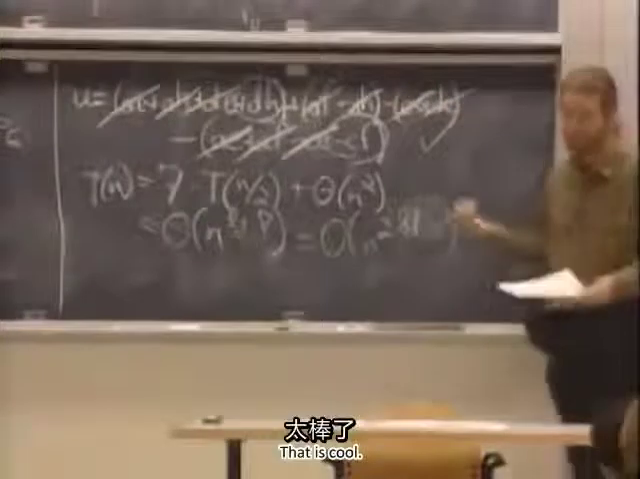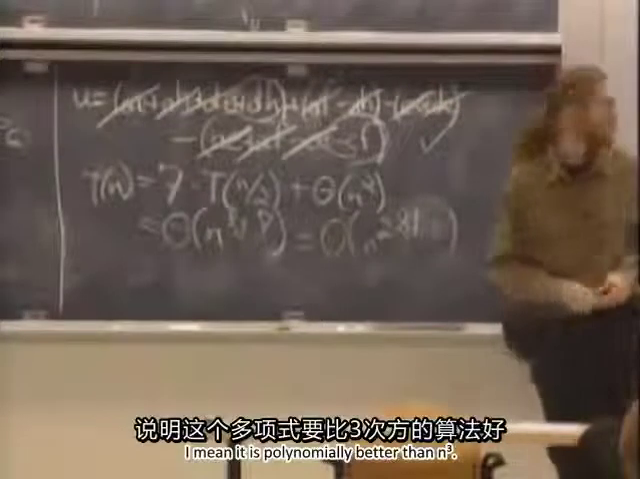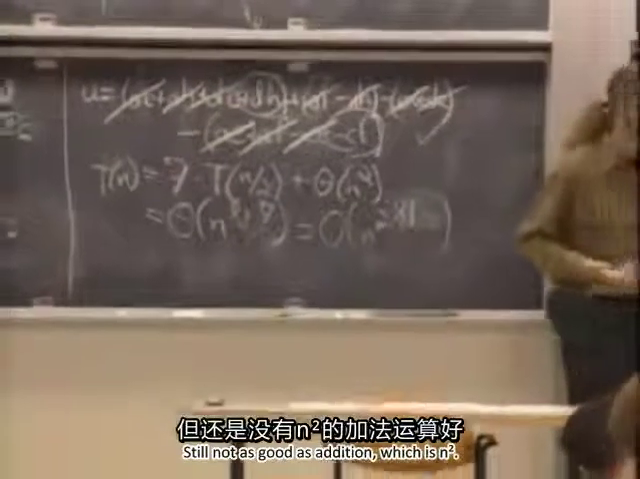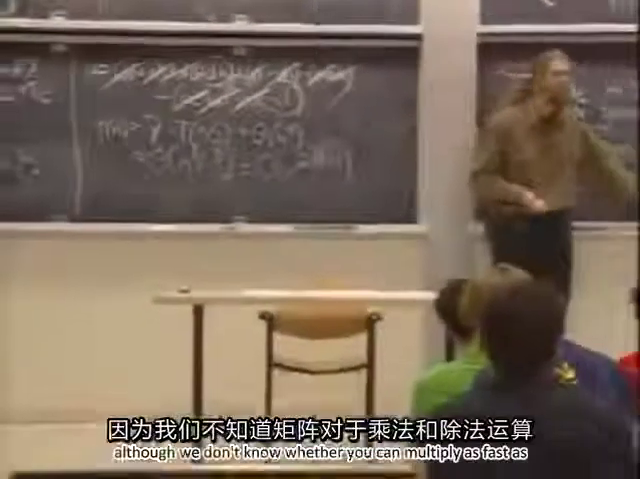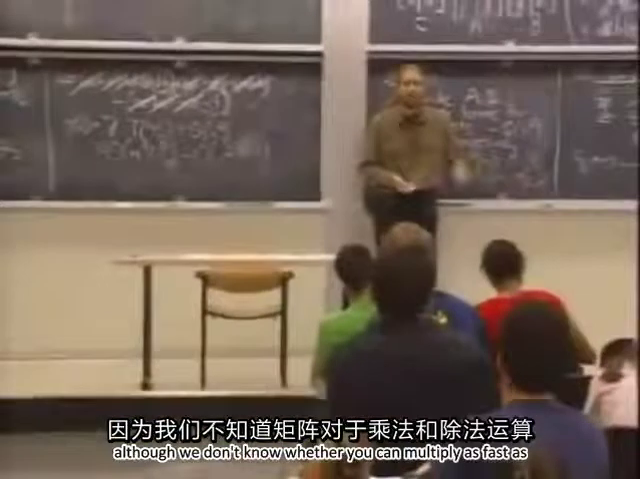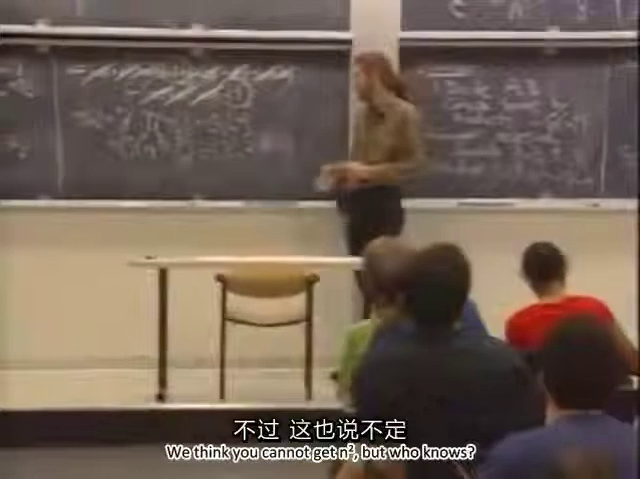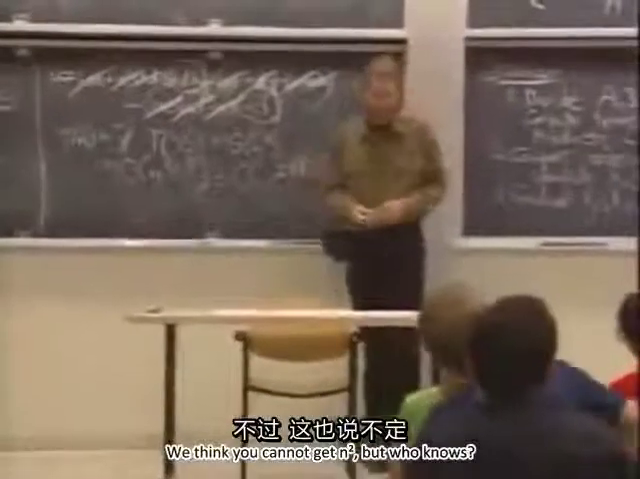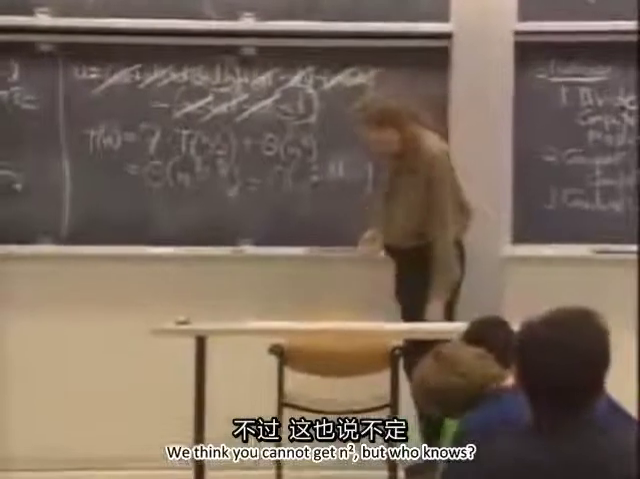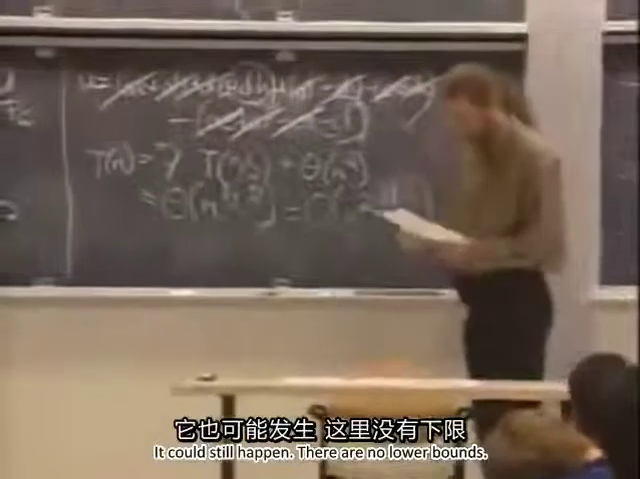So that's cool. I mean, it's polynomially better than n cubed. Still not as good as addition, which is n squared. It's generally believed, although we don't know, whether you can multiply matrices as fast as you can add them. We think you can't get n squared, but who knows? It could still happen. There are no lower bounds.